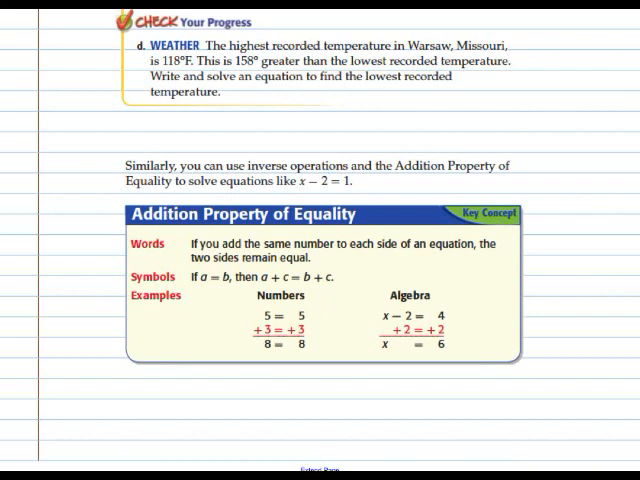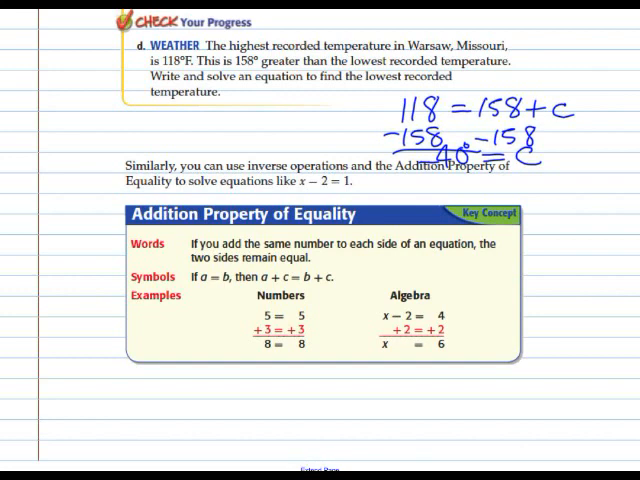The highest recorded temperature in Warsaw, Missouri is 118 degrees. This is 158 degrees greater than the lowest recorded temperature. So 158 plus C for the lowest, whatever variable you want to use. To solve that, I'm going to subtract 158 from both sides, which gives me negative 40 for C. So the lowest temperature ever recorded in Warsaw, Missouri is negative 40 degrees, or 40 degrees below zero.